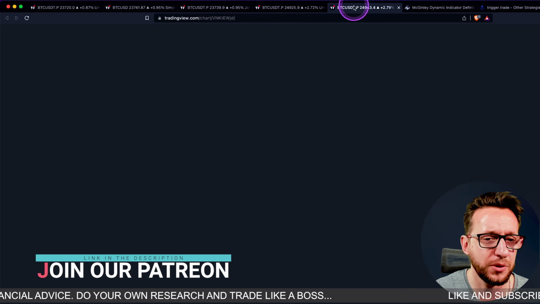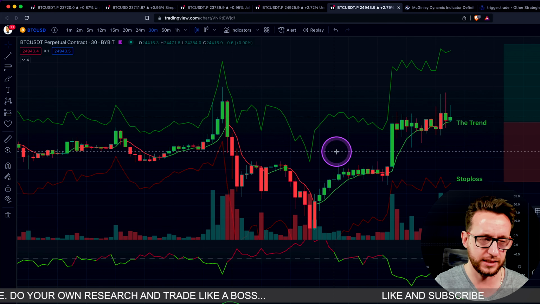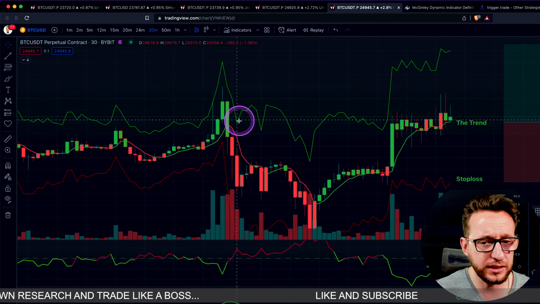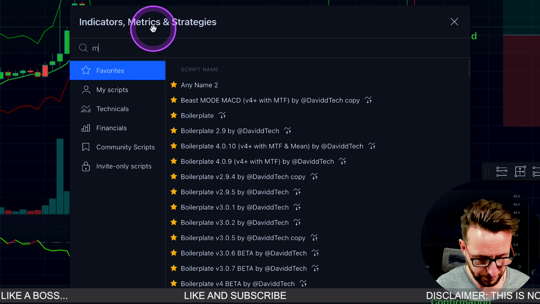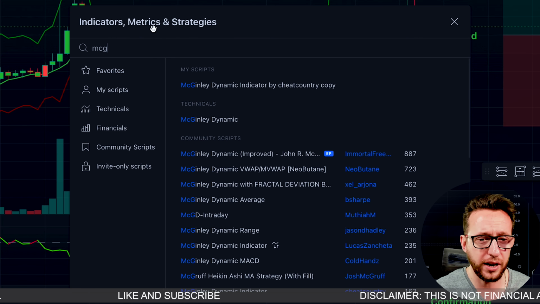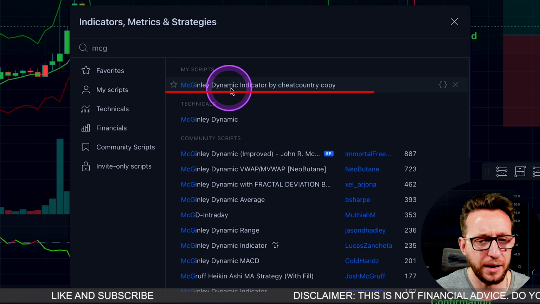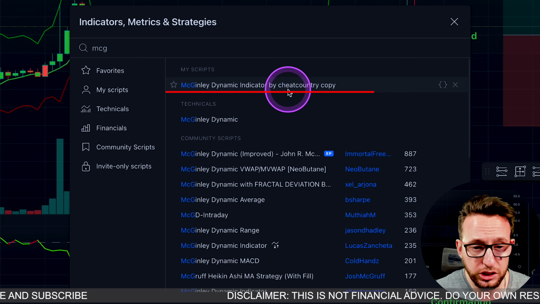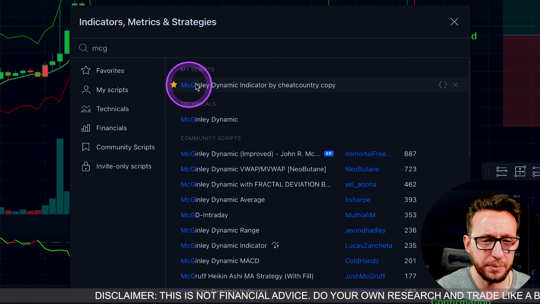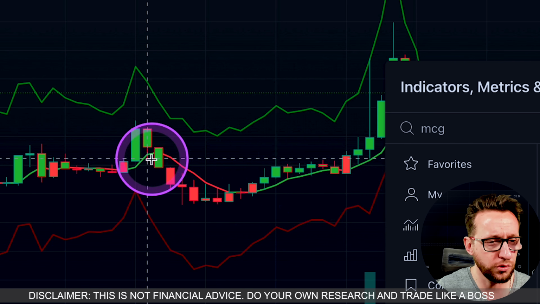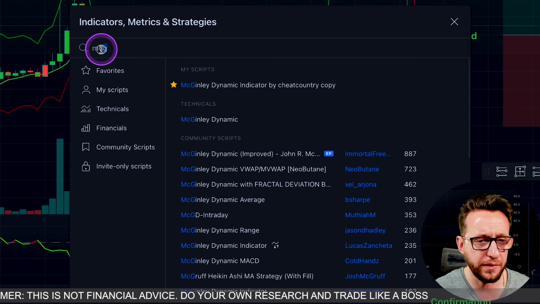Right, let's get over to the computer. Let's start talking about today's setup. So we have a couple of indicators. We have the McGinley, which is this line here. So if I go over to indicators over here and we write McGinley, you can find it here. It's the McGinley's dynamic indicator by cheat country. And you can add that one just there. I'm going to put a little star behind it, and that's going to add these green and red lines in the middle. I will go over that in a second.